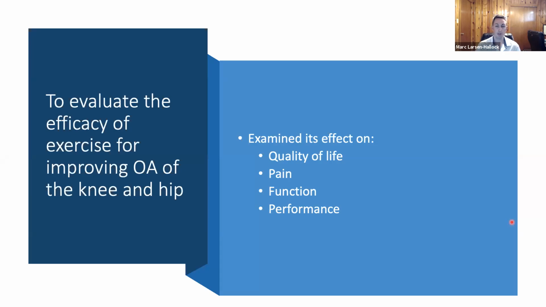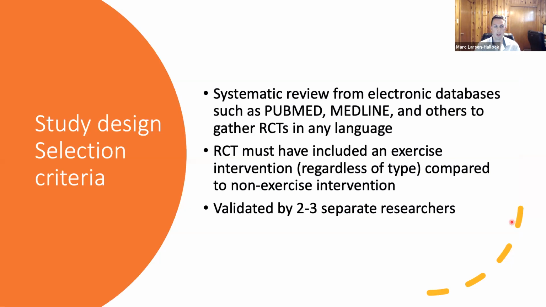Anyway, for this article, it essentially is evaluating how much exercise improves different aspects of patients that have hip and knee osteoarthritis. And they looked at four main things: quality of life, pain, function, and performance. And so when they're looking at putting this together, the first thing you have to do is figure out, where am I going to get my sources from? Where am I going to get the actual journal articles from? And then how am I going to choose from the millions that are out there?